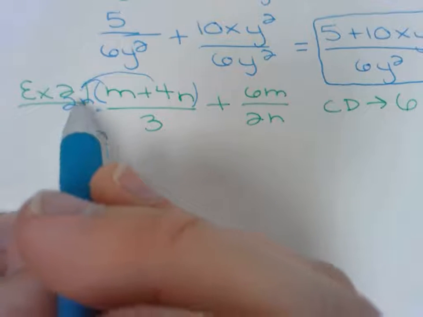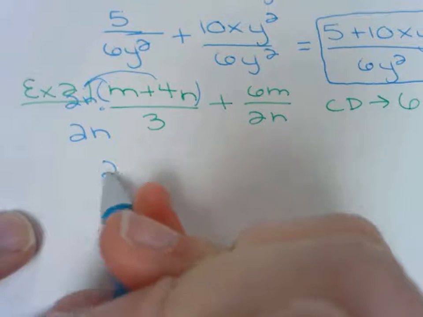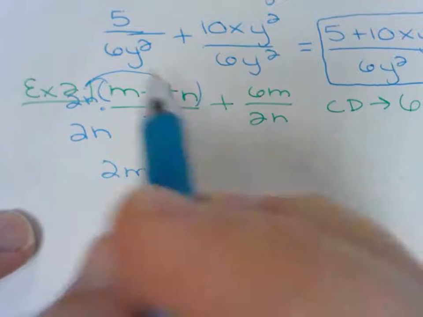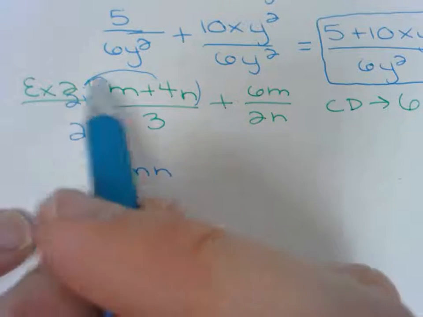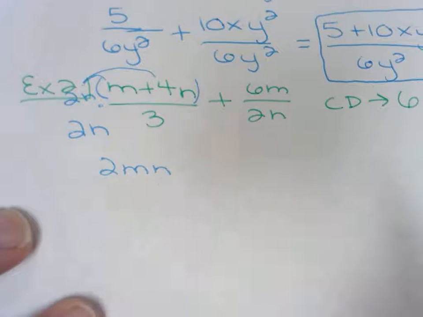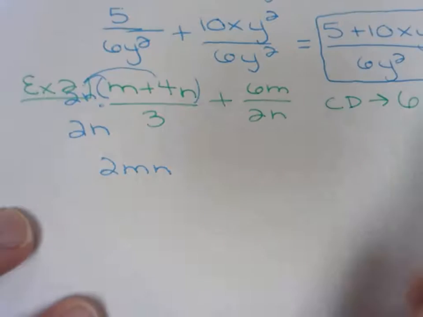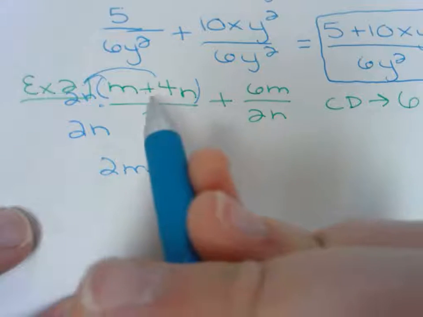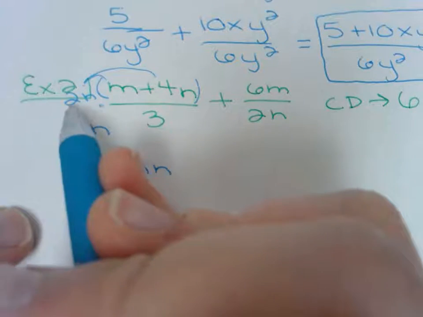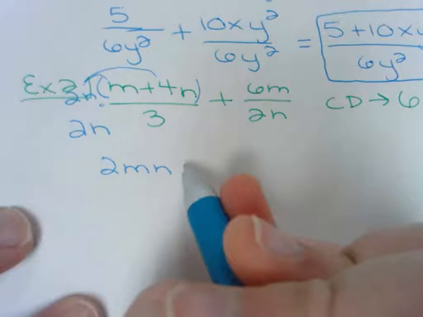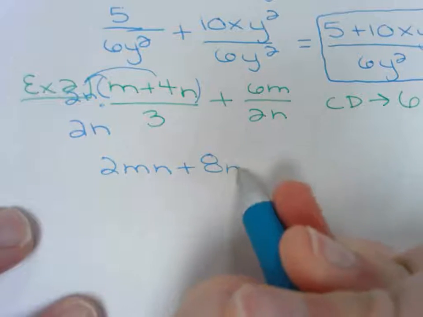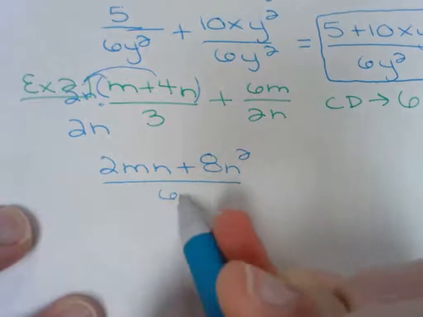I'll put them in alphabetical order. So it would be 2mn, because it's 2n times m, so 2mn, alphabetical order, plus, what's 2n times 4n? 8n squared over 6n.